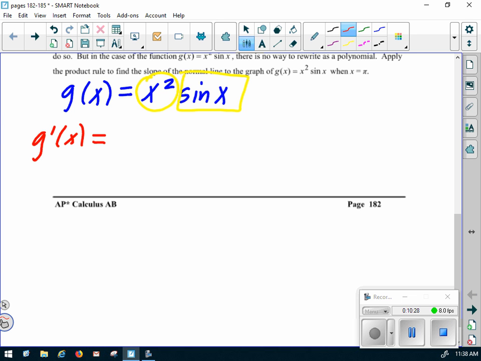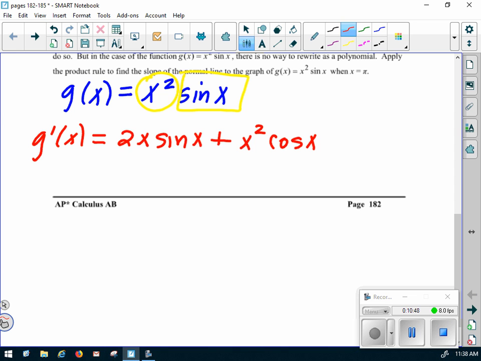Derivative of the first times the second plus the derivative of the second times the first. There's your derivative.